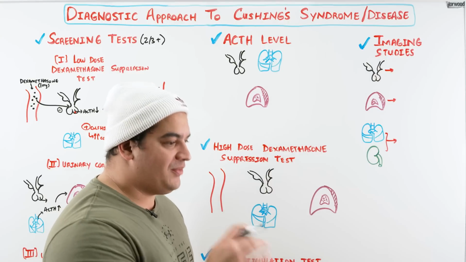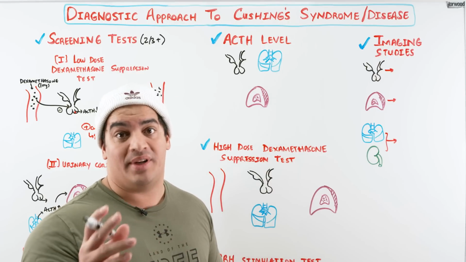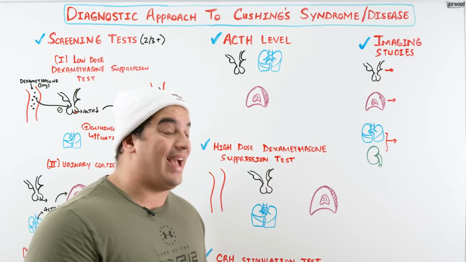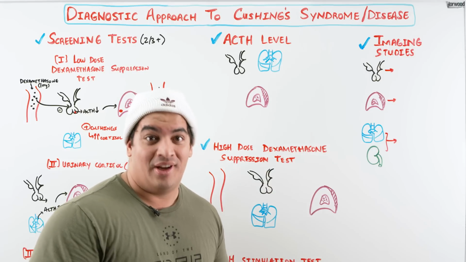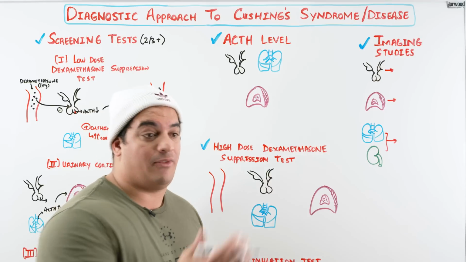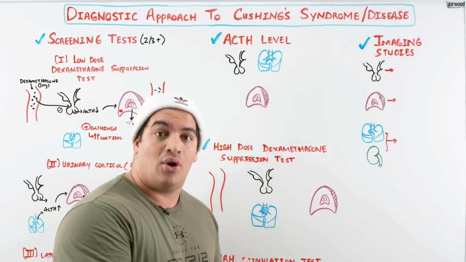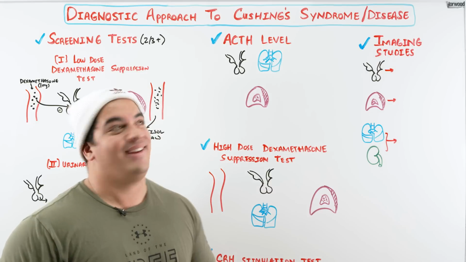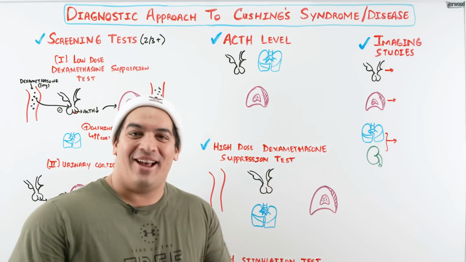All right, so we have a patient, we've screened them, we now have positive 2 out of 3 tests, whether we did a low dose dexamethasone and urinary cortisol, they were both elevated. Okay, I can't exclude Cushing's. But now I don't know if it's Cushing's syndrome or Cushing's disease. In other words, I don't know if it's coming from the adrenal, from an iatrogenic cause, or is it coming from the pituitary or an ectopic site? How do I determine that? Look at the ACTH level. That'll help me right away.